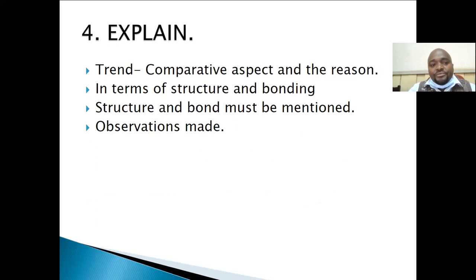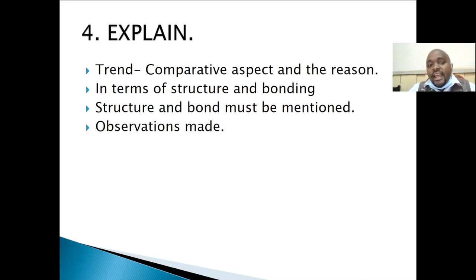Fourthly, you can be told to explain. Explain the trend. It can be ionization energy. For example, the ionization energy decreases down group 1, still down group 2, because of the increase in atomic radius or atomic size. So in that case, show the comparative aspect and the reason.